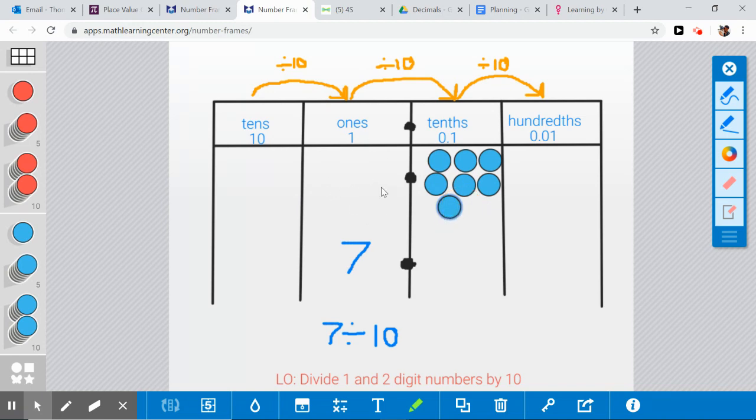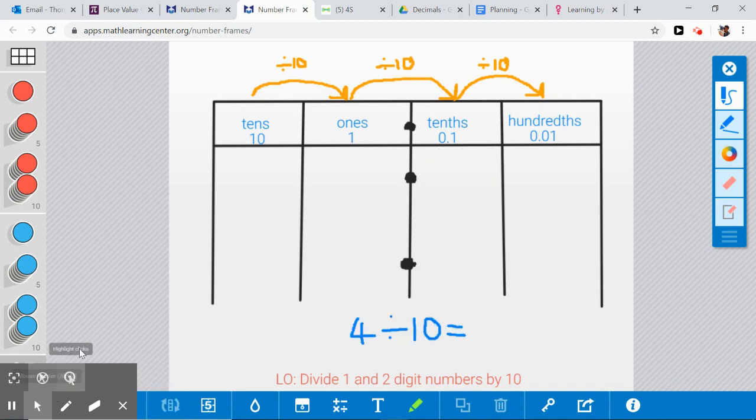So now you can see we've got no ones and we've got 7 tenths. So what we'll do, we'll move the digit 7 over to here. So you can see we've got no ones, so we're going to write a 0 there to show that we've got no ones, and we've got 7 tenths, and you can see we've actually made our number. So 7 divided by 10 is 0.7.